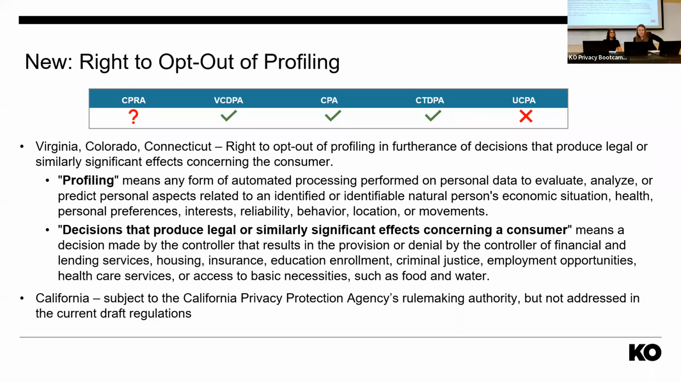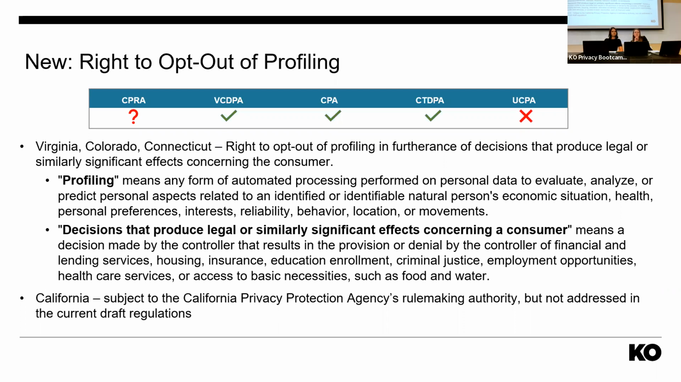The right to opt out of profiling. This is going to be a requirement in most states. Virginia, Colorado, and Connecticut have all provided for an express right to opt out in their statutes. In California, the statute says that the CPPA, the enforcement agency, will create a rulemaking around the right to opt out of profiling. We just haven't seen those regulations yet.